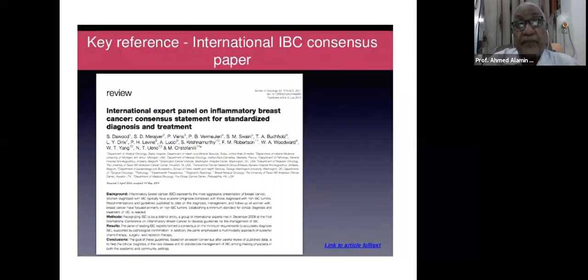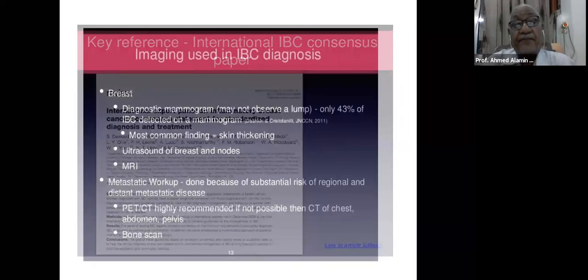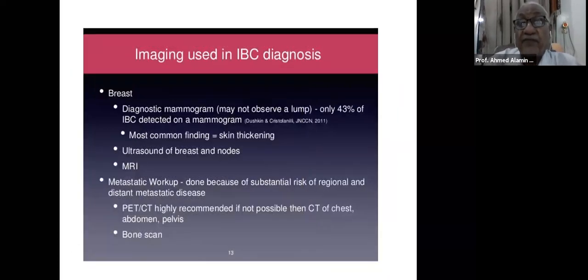The clinical diagnosis depends, as in the international expert panel on inflammatory breast cancer consensus statement, on the clinical findings we mentioned earlier and a punch or true-cut biopsy showing invasion of the lymphatics. The combination of the two will give you the diagnosis. A diagnostic mammogram may not show a lump. Only 44% of inflammatory cancers are detected on a mammogram.